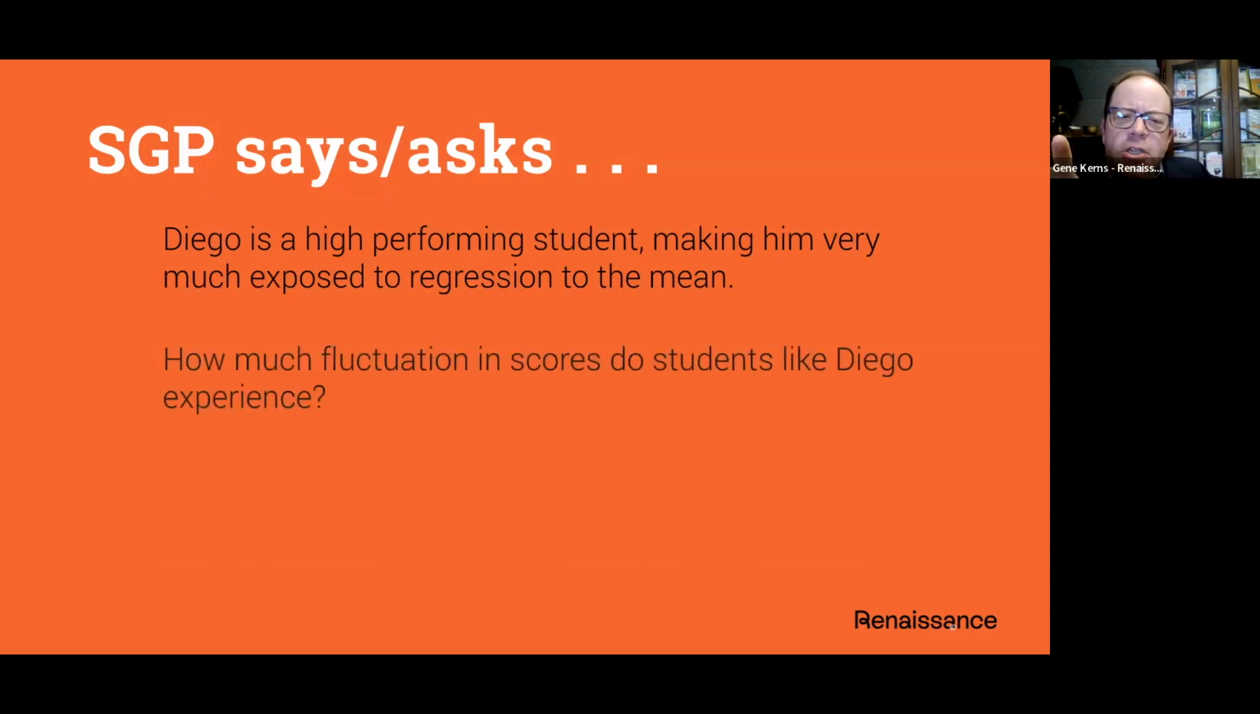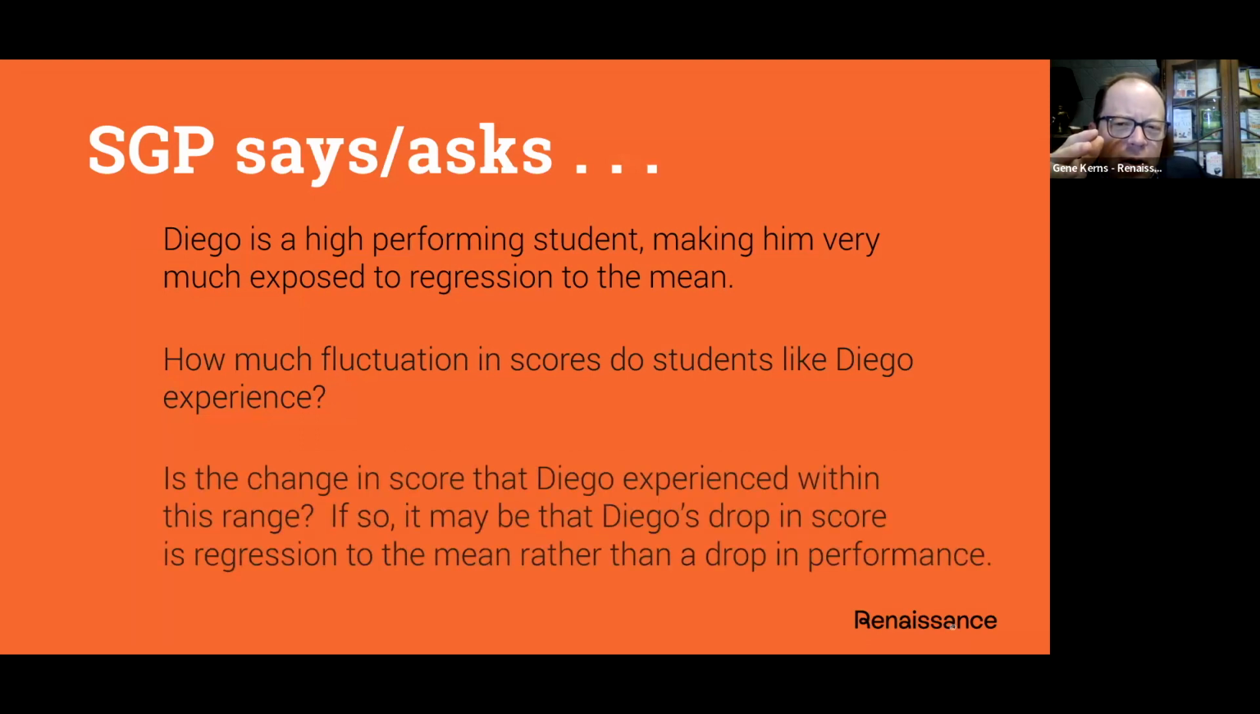He had a fluctuation in his score, but how much fluctuation in scores do students who are high performing like Diego experience? The change that we saw, is this kind of a normal fluctuation for a high performing kid? Or is it beyond that? Is it more of a drop than we would expect for him?